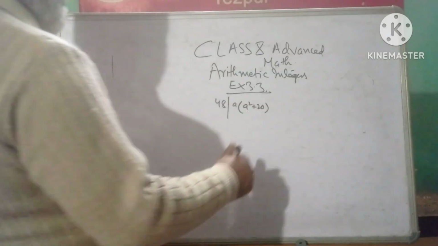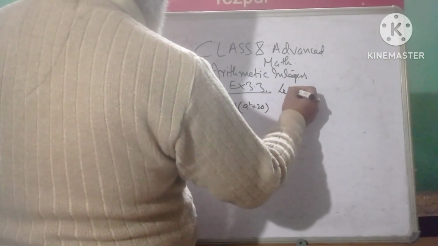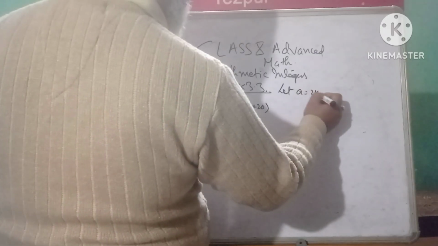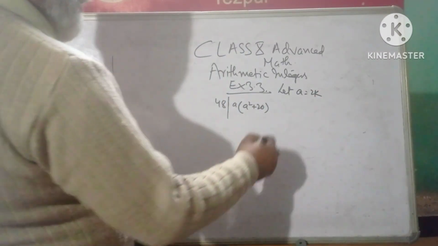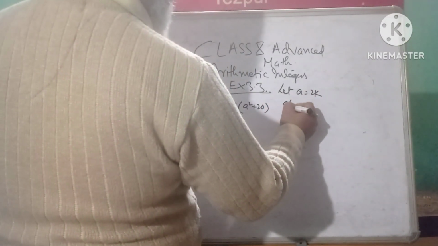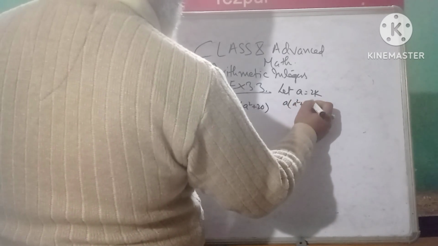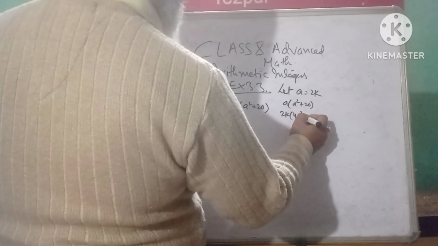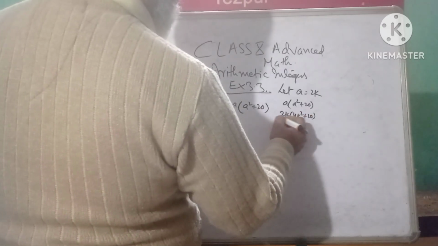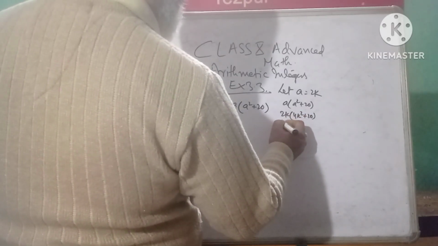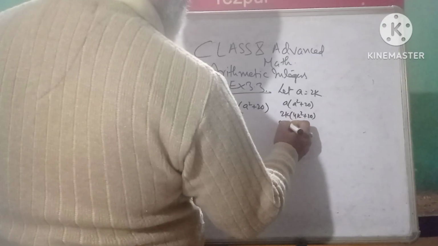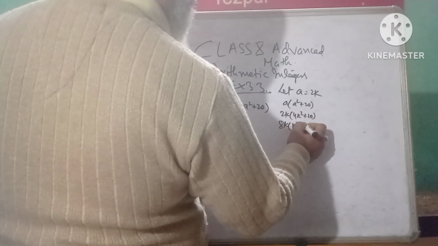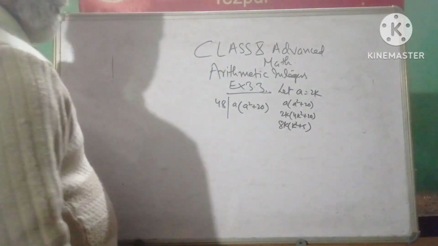The easier method is, let us take a is equal to 2k. So here you see that a square plus 20, so 2k, this is 4k square plus 20. So 4 common. So here it is 8k, and this is k square plus 5.